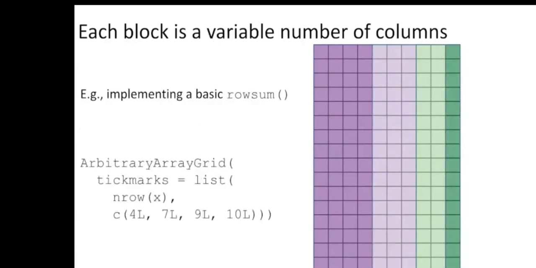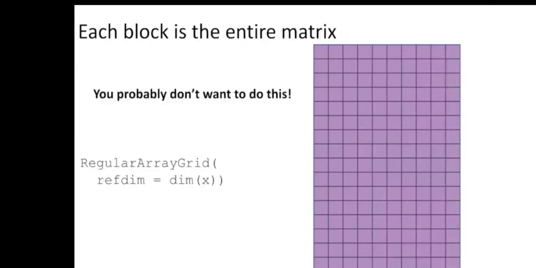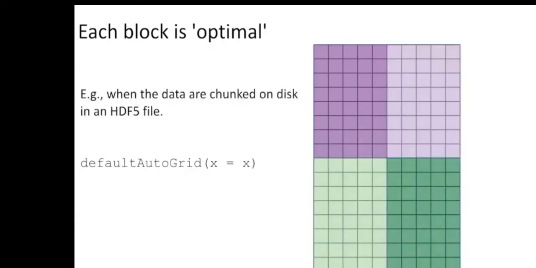We might also have an algorithm such as rowSums that requires a variable number of columns. Conceptually, we could treat the entire matrix as a block. However, this rather defeats the purpose of using the DelayedArray because it will load the entire dataset into memory. There's also some notion of optimal blocks, and we'll return to these later in the workshop. These may be sub-matrices of our original matrix, perhaps corresponding to how the data are stored on disk.